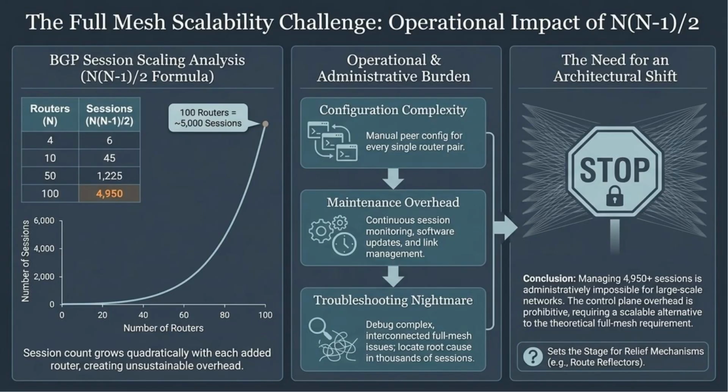You cannot configure, maintain, and troubleshoot 5,000 TCP sessions on your devices. The control plane overhead would be astronomical. So while the full mesh is the theoretical requirement to satisfy split horizon, nobody does this in production for large networks. So how do we cheat the rule?